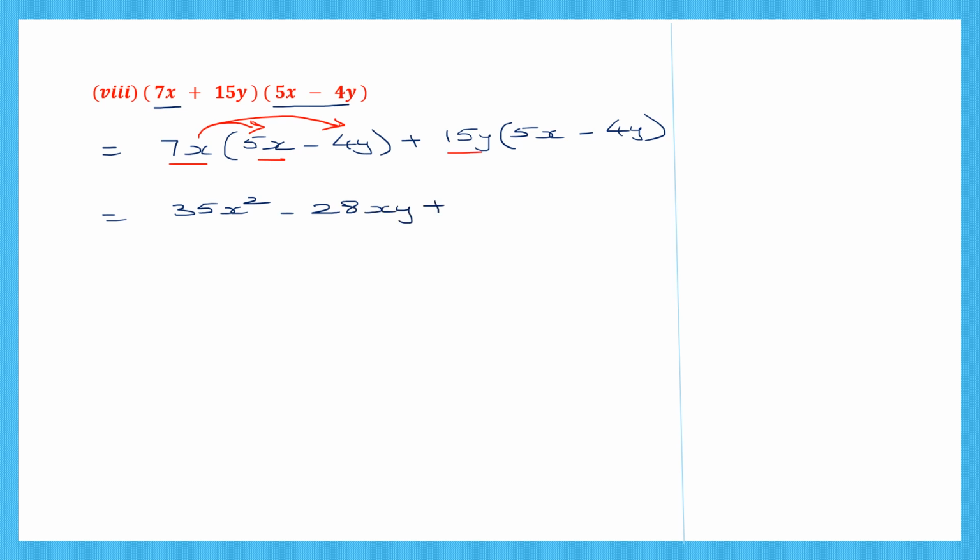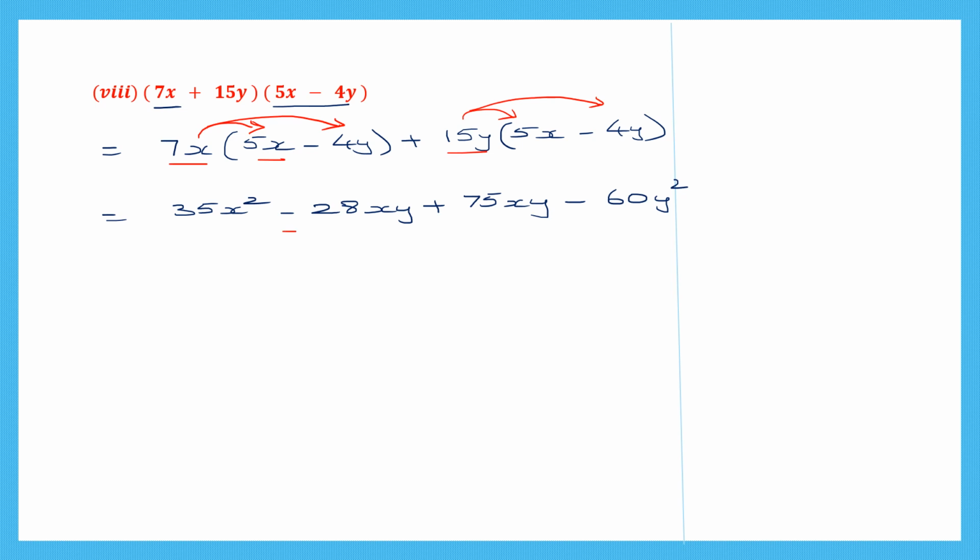So here we have 15y into 5x. 15 5s are 75, y into x is yx or xy. Now 15y into minus 4y, minus. 15 4s are 60, y into y is y square.